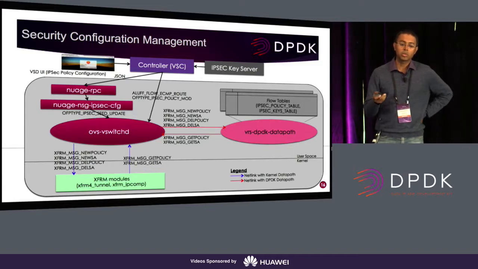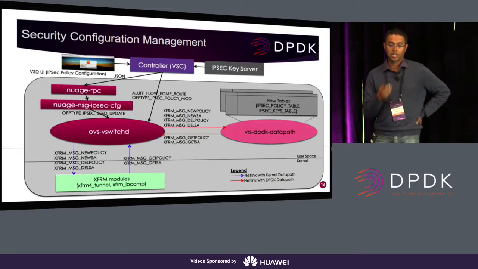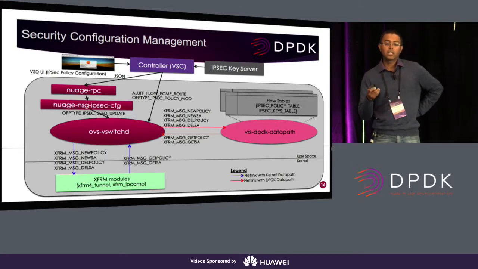We create a multicast between the kernel and the DPDK application, so that every message that is sent to the kernel will also be mimicked into the DPDK application. So we didn't have to modify Open vSwitch for that. Then we got all the policies into the application, and then we built our own flow tables, and that's how it works.